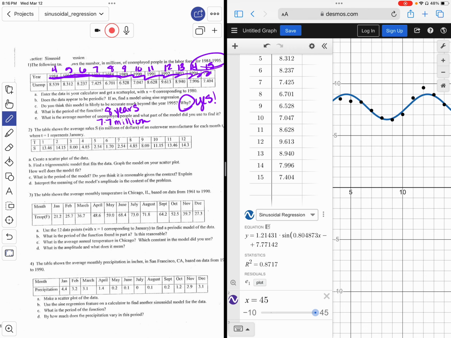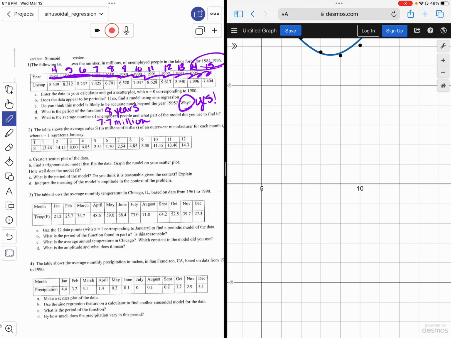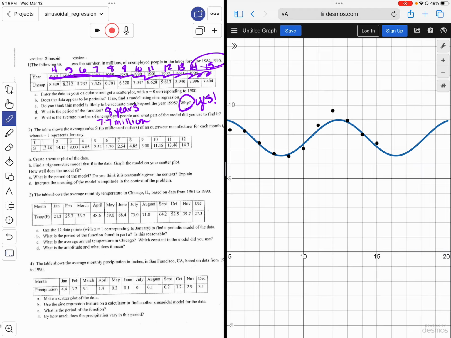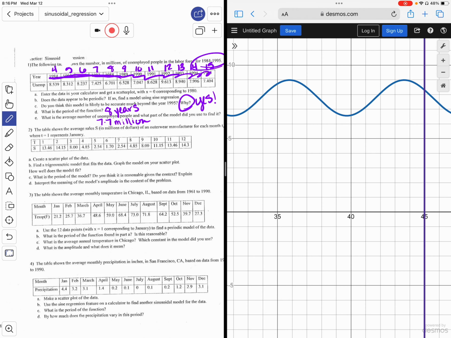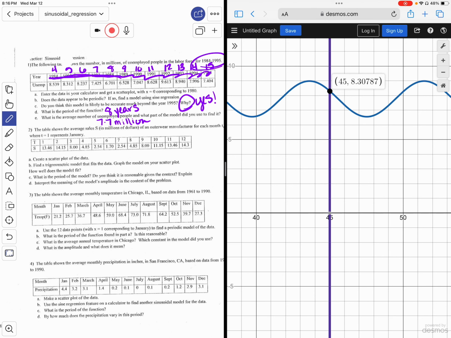Okay, so here's our data. I'm going to close this off. Here's our data. We don't have any data. We're moving over.